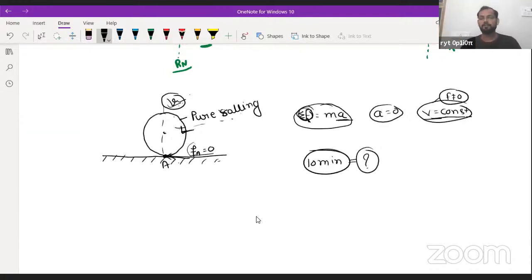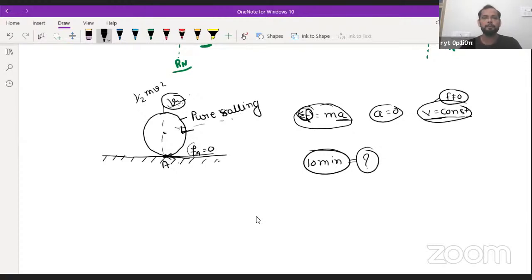Fine. What will happen? Because there is no friction, that means due to sliding there is no resistance, and it has some velocity. That means it has some kinetic energy. So what will happen after 10 minutes? It will continue to move with the same velocity? Yes, I am talking about the real scenarios, not ideal scenarios.